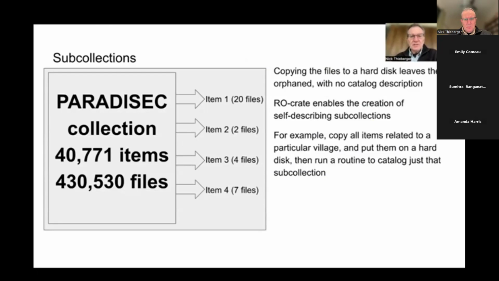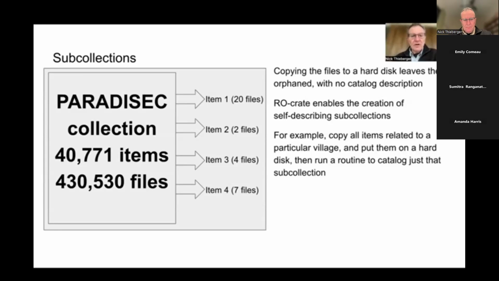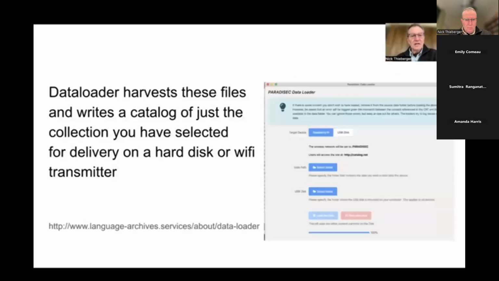So what we do is we take those XML files, and now we're rewriting that in Research Object Crate, which I'll talk about in a moment. And we can run a routine that writes a catalog of just that set of material. And that can be on a hard disk, or it can be in other ways of serving the information. We've written a routine, and we call it data loader, which harvests those files. So you can point it at the hard disk that you've just downloaded your files to. It writes a catalog of just that collection in HTML, so it's very lightweight, and that can be delivered on hard disk or a Wi-Fi transmitter.